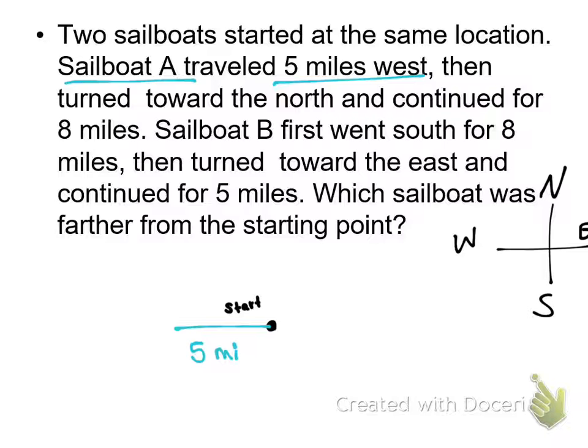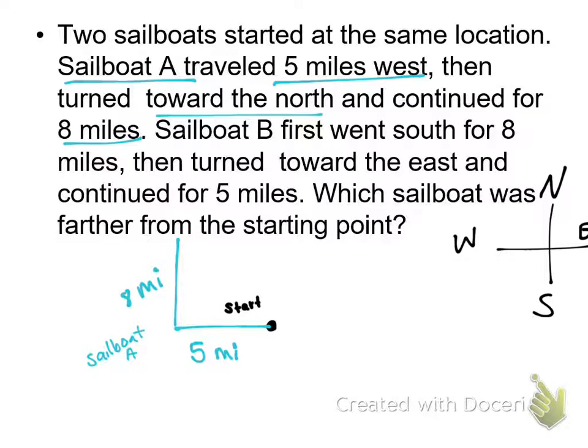You're going to make sure you label 5 miles. It's a length. It doesn't give us a degree. It just says then you turn north. And you turn north for 8 miles. So north is up for 8 miles. This is sailboat A. So all of that was for sailboat A.